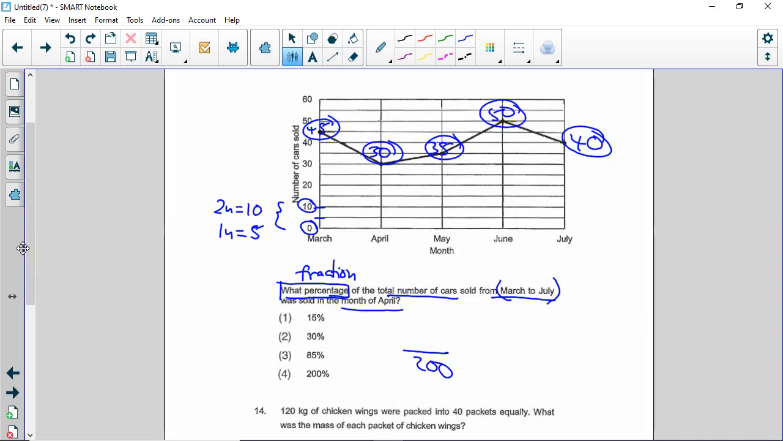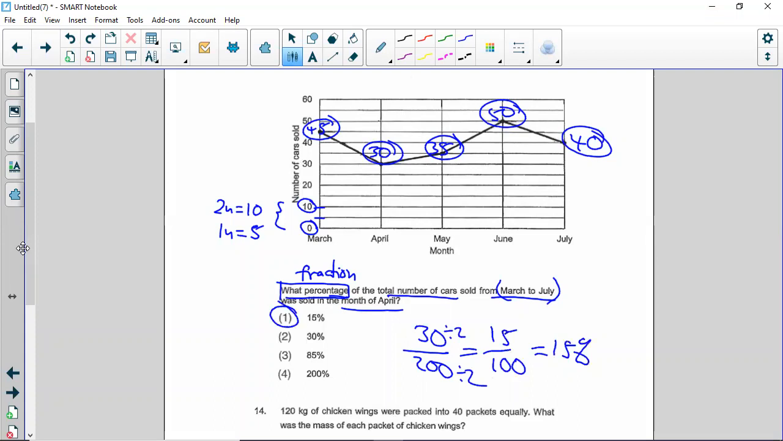So what fraction of the total cars was sold in the month of April, which is 30? Once you get your fraction, how do you convert to percentage? Very simple. You just have to make the denominator 100. So divide by 2 and divide by 2. Once your denominator is 100, your answer will be 15%. Shortcut. Got it? Then you don't have to do a lot of statements.